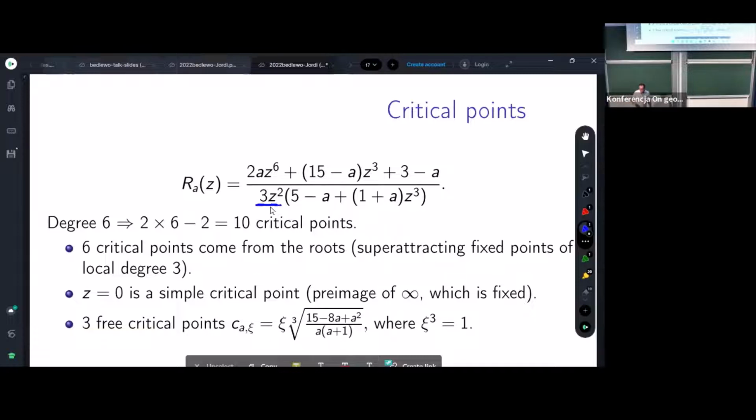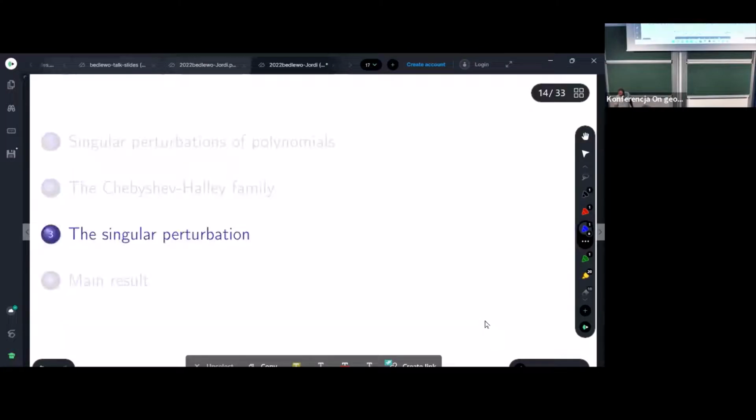So those are not free at all. And then we have 3 extra critical points, which are given by this formula. You don't need to check this, but the only important thing here is that they depend on a third root of unity. So they are symmetric with respect to rotation by a third root of unity. And since the dynamics of the map is symmetric with respect to the third root of unity, what we are going to have is a unique critical family, in the sense that we only have one free critical orbit.